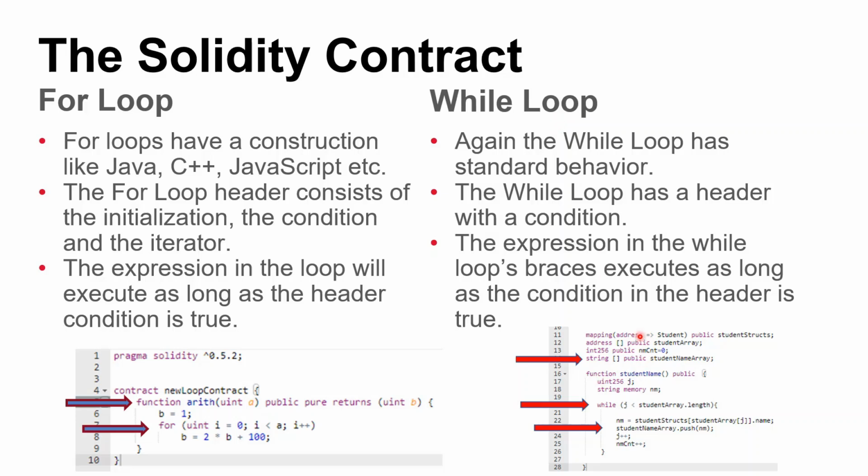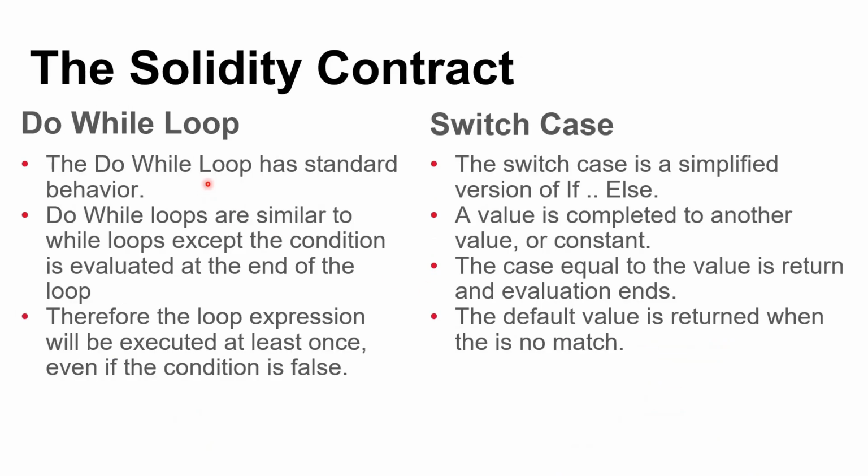The while loop will continue to execute the block until the condition in the block header is false. With the while loop, we have our header and we have the curly braces, and the while loop will execute until this condition here in the header is false. Do while loops and while loops are the same, except you can guarantee that the block will execute for the do while loop at least once.